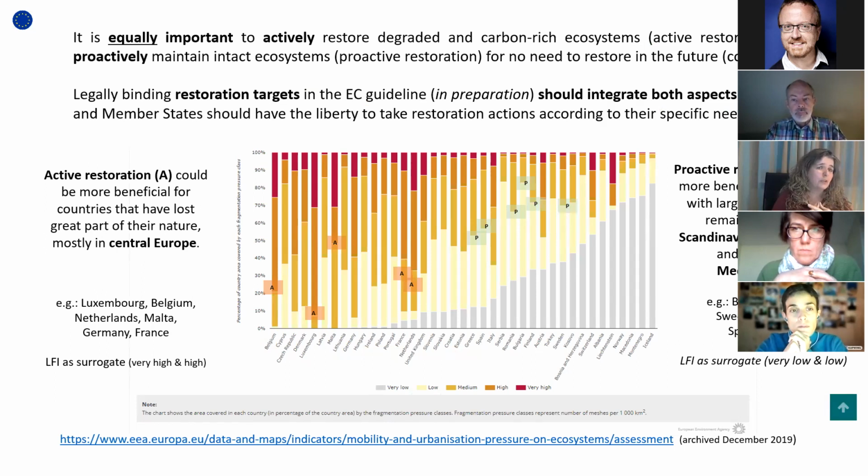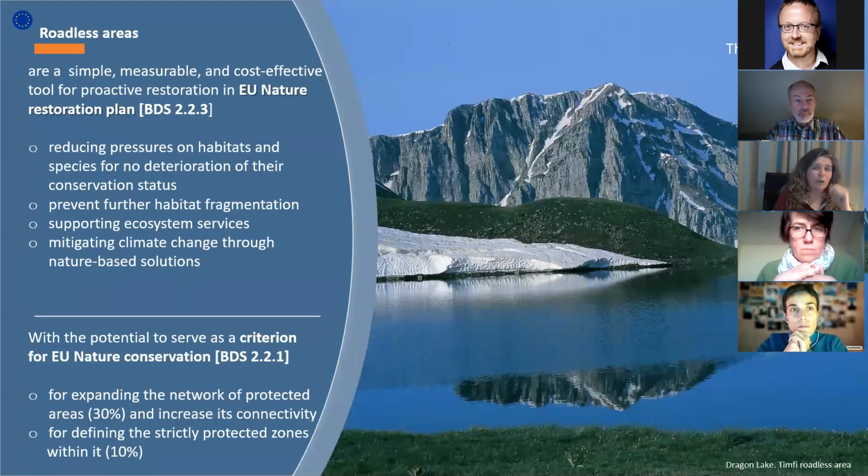So my suggestion would be to have legally binding restoration targets in the forthcoming guideline to integrate both aspects, and to give liberty to member states to decide what the restoration action would be according to their specific needs. So this is my last slide. I thank you very much for your attention. It just summarizes, under this beautiful picture of the Dragon Lake in roadless areas, that there are, of course, landscapes and areas that we wouldn't like to have lost. Thank you very much.